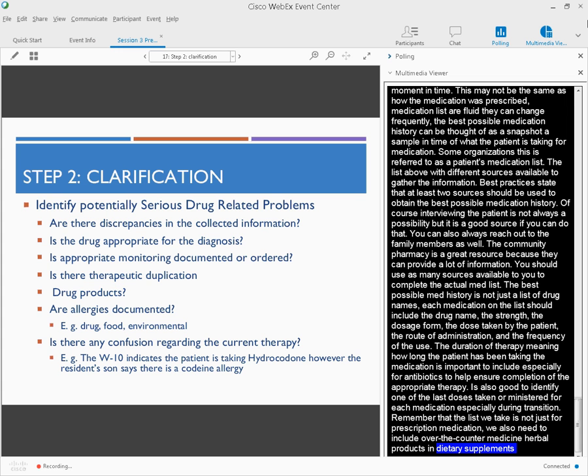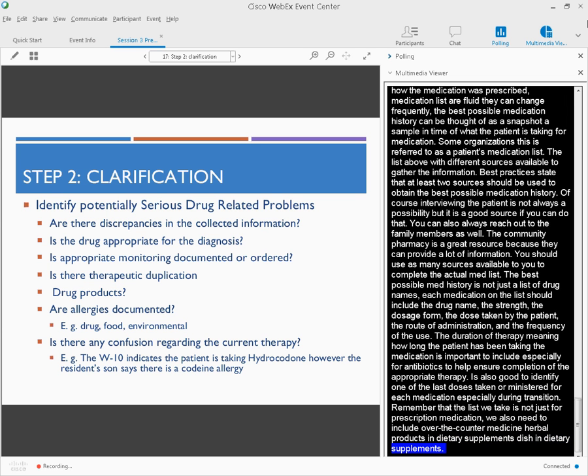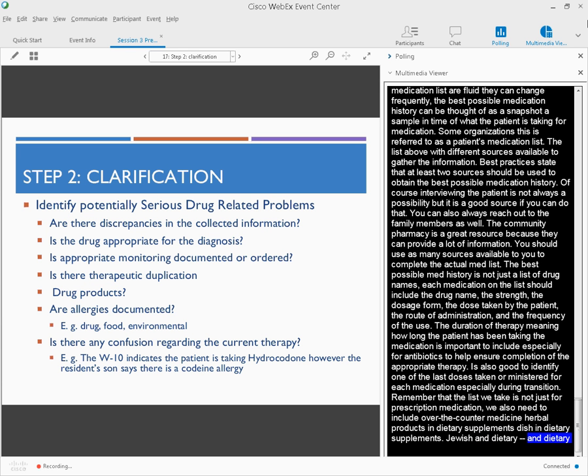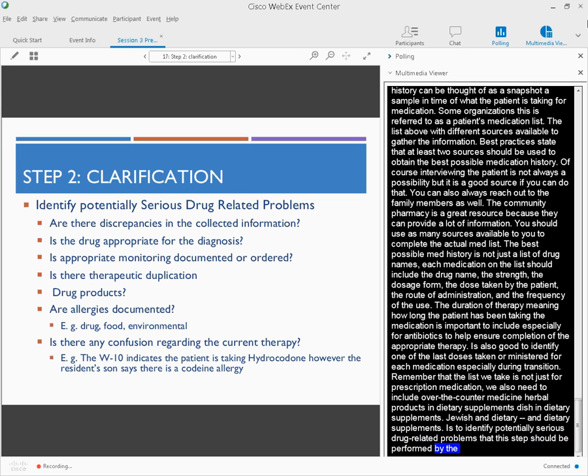The next step is clarification. The key goal of clarification is to identify potentially serious drug-related problems. This step should be performed by a clinician, preferably a pharmacist or member of the pharmacy team. Some of the drug-related problems are listed on this slide.